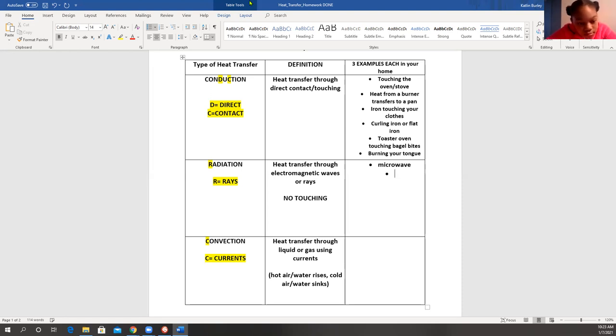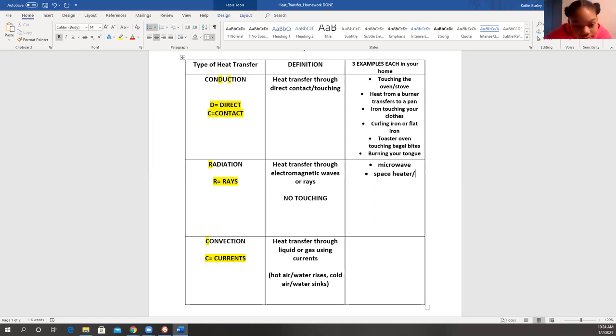Give me another example inside your house. Inside your house. Emerson? A space heater. Up north, I remember using these all the time, just sitting right in front of it. What else could you sit in front of to warm you up? That would be an example.